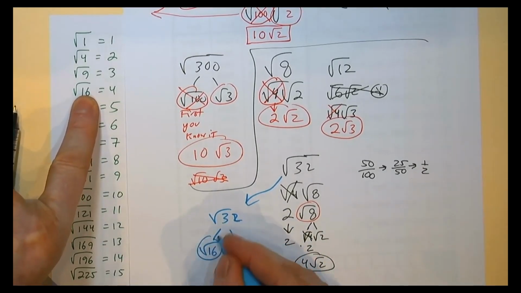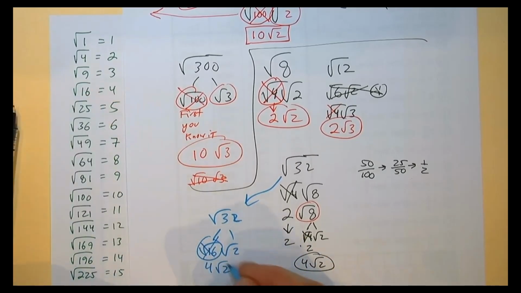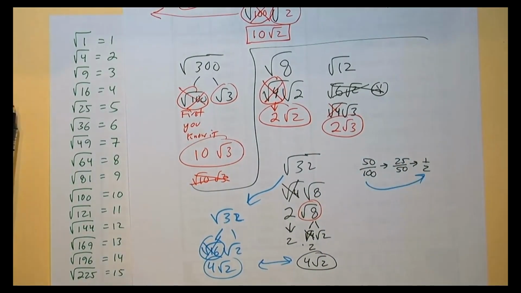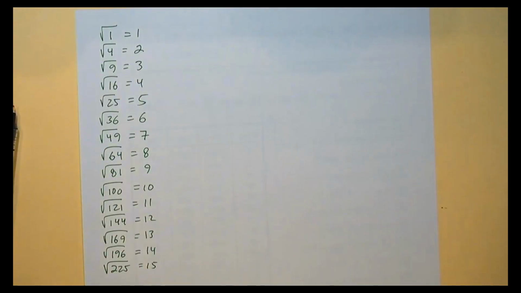What's the square root of 16? 4. 4 root 2. Look, you did it faster, right? It's like somebody going from here to here and cutting out the middle. Okay, let's try something else.